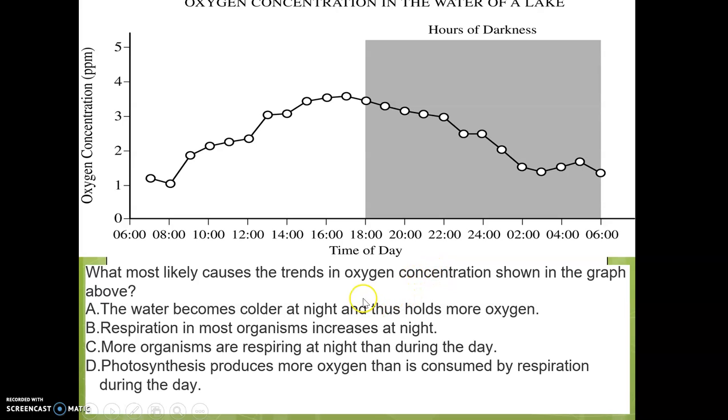We know plants need light in order to go through photosynthesis. When they go through photosynthesis, they take in carbon dioxide and breathe out oxygen. So, are they breathing out a lot of oxygen at night if there's no light to take in? No. D is your answer.